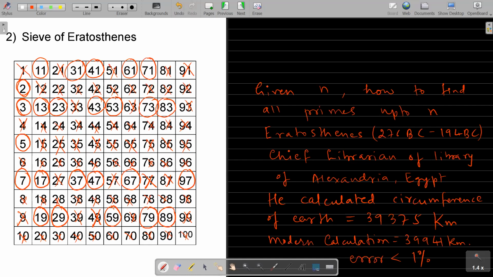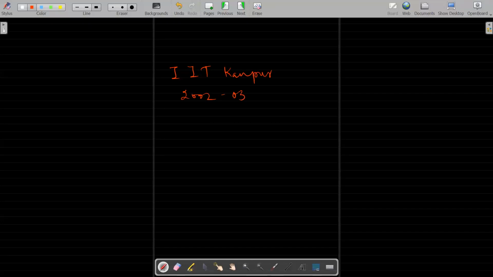So let me tell you just about the work of 3 Indians. These are people from IIT Kanpur, and around 2002-2003, they developed one algorithm which gives whether a given number n is prime or not in reasonably good time.